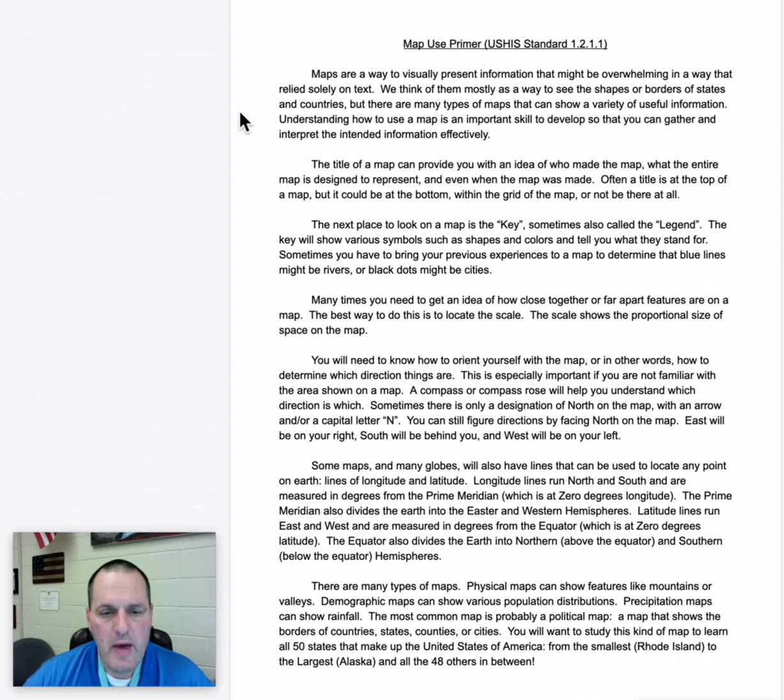Understanding how to use a map is an important skill to develop so that you can gather and interpret the intended information effectively. The title of a map can provide you with an idea of who made the map, what the entire map is designed to represent, and even when the map was made. Often, a title is at the top of a map, but it could be at the bottom, within the grid of the map, or not be there at all.